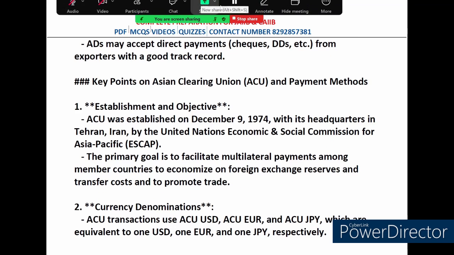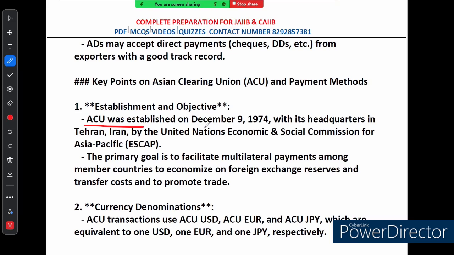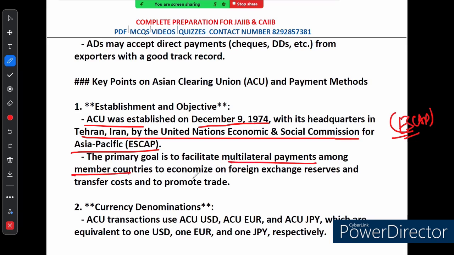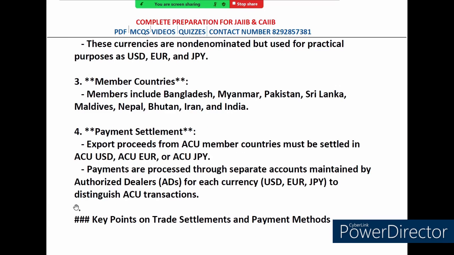Okay, so ACU, do you know what is the Asian Clearing Union? It was established on December 9, 1974 with its headquarters in Tehran, Iran by the United Nations Economic and Social Commission for Asia Pacific, that is called ESCAP. The primary goal is to facilitate multilateral payment among member countries, to economize on foreign exchange reserves and transfer cost, and to promote trade. So ACU uses what type of currency? Question can be asked. ACU dollar, ACU euro, ACU Japanese yen, which are equivalent to 1 USD, 1 euro and 1 JPY respectively. So this is the currency denomination. And now these currencies are non-denominated but used for practical purposes.